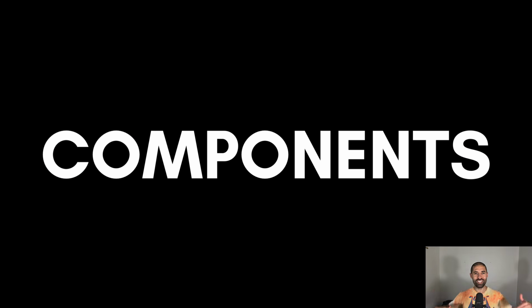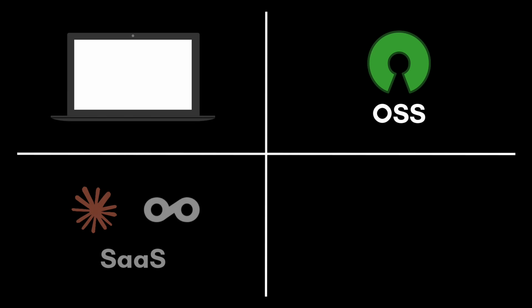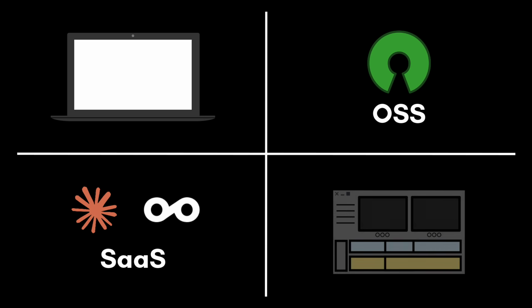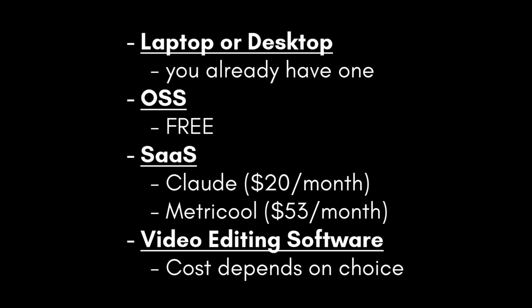What do you need to run this clipping system? Stripping away all the details, it's 4 things: a laptop, some free open source software, 2 paid softwares, i.e. Claude and Metricool, and whatever video editing software you like, in case you want to make manual edits along the way. All in, ignoring the laptop you already own, this runs about $100 per month with almost 0 marginal cost as you produce clips at scale.